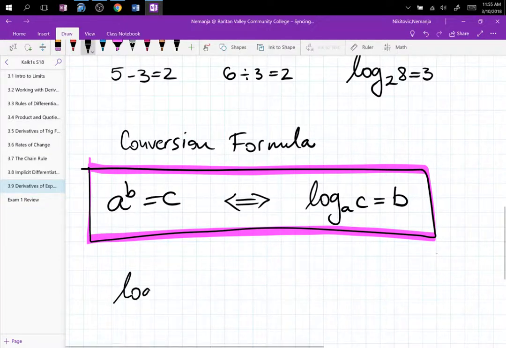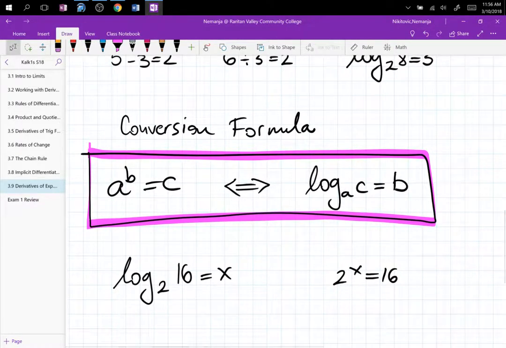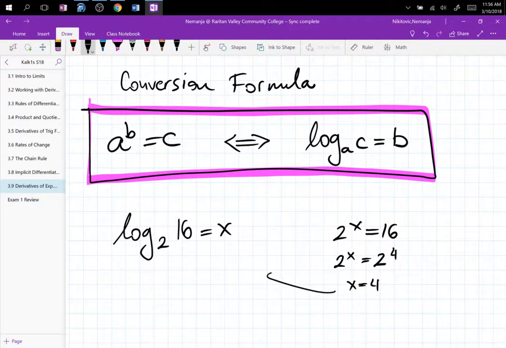If the question is how much is log base 2 of 16, right? If I don't know how much that is, I set it equal to x, and I can convert this using the conversion into 2 to the x equals 16 and create something that we call an exponential equation. And this exponential equation is actually very easy because I can write 16 as 2 to the 4th, from where by simple comparison I see that x is equal to 4, which I can bring back and say that log base 2 of 16 is 4.